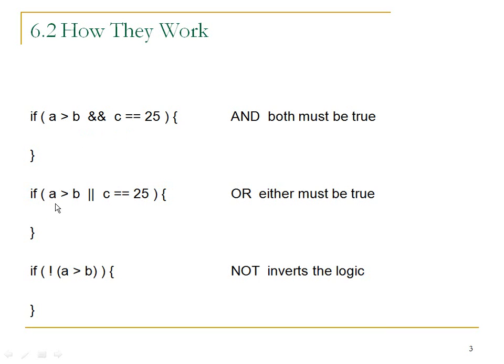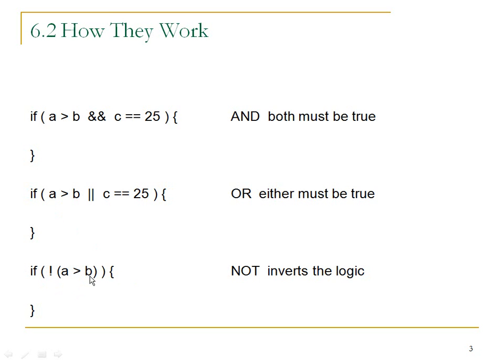So here's an or. If A is greater than B or C is equal to 25, if either of those are true, then we'll go in and execute the body of this if. And here's not. If not A is greater than B. This is a little bit silly because we could have written if A is less than or equal to B and had the same thing.